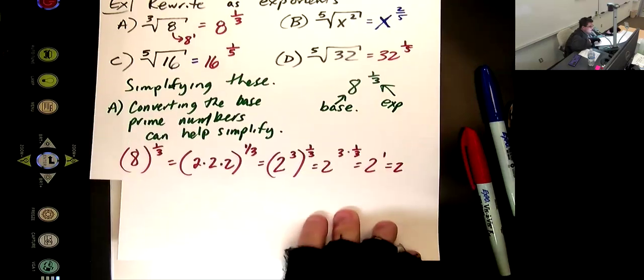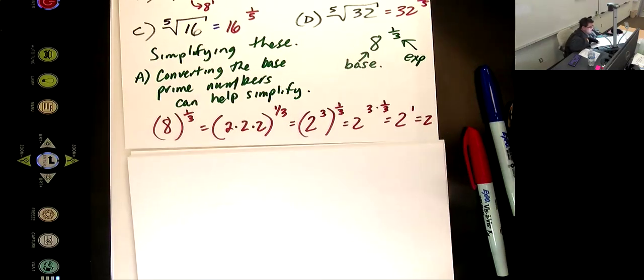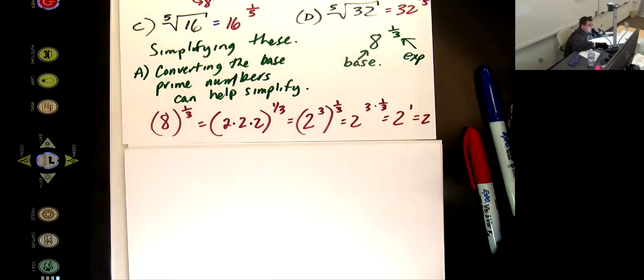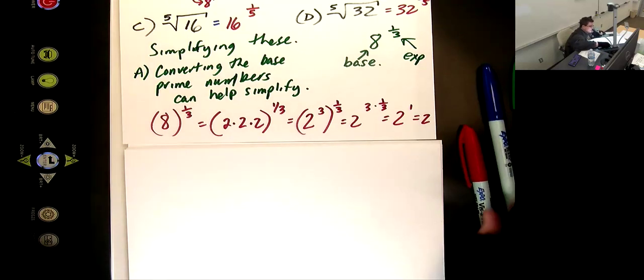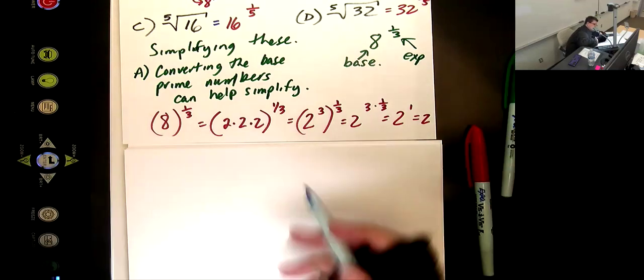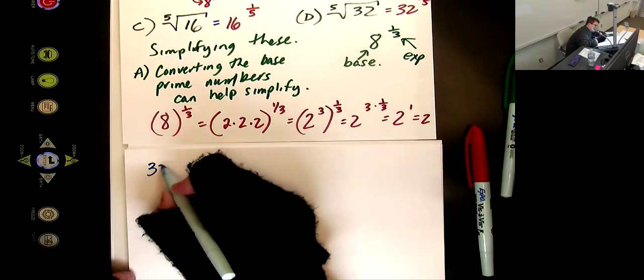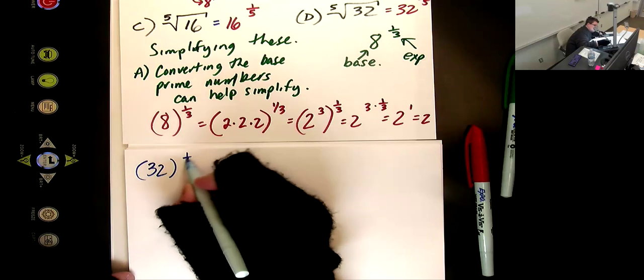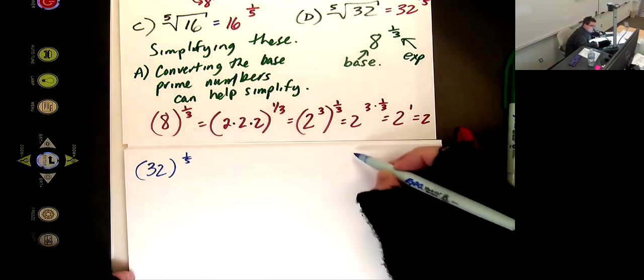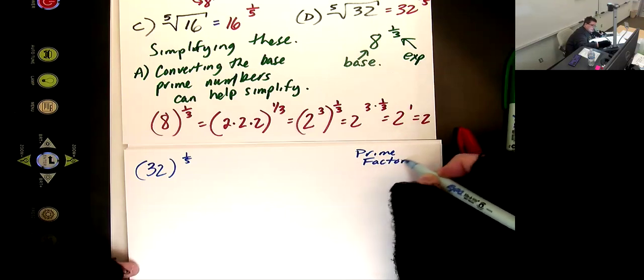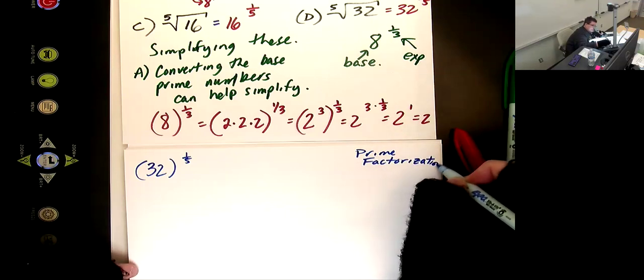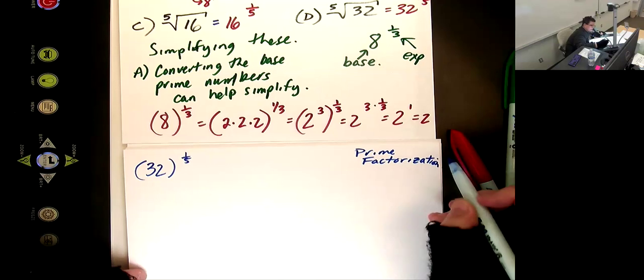So one way of finding the prime numbers, I'd like to race through the 8 but didn't show you how to do it. I'll show you with the 32. Let's take a look at 32 to the 1/5 power. It's called a prime factorization. We talked about doing this with the polynomial stuff the other day.